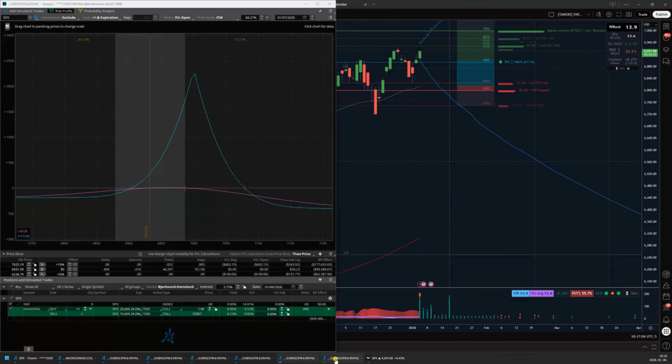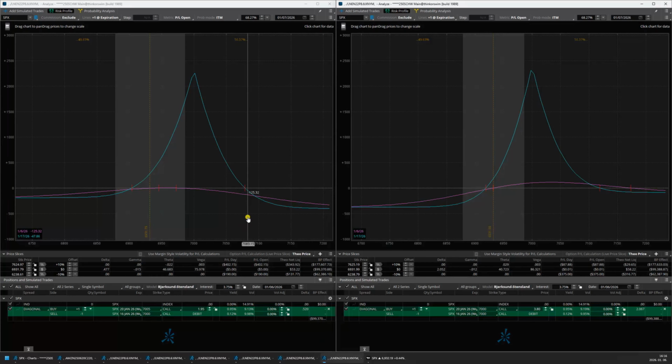So I will show you two separate Thinkorswim Analyze tabs where we can see the strategies and we can compare them. These are two time spread strategies for SPX. On the left side, you see a diagonal spread. On the right side, you see a calendar spread. The only difference between the two spreads is the strike combination, because the diagonal spread has a short strike of 7,000 and 7,005 as the long strike.